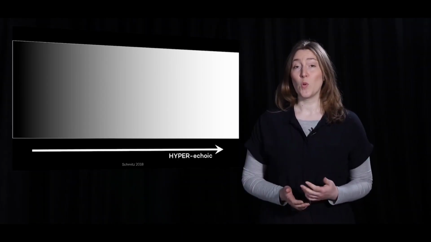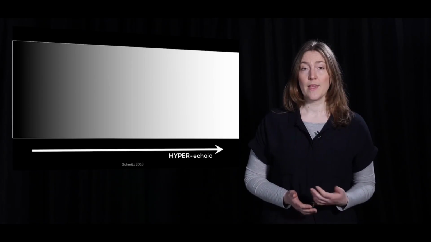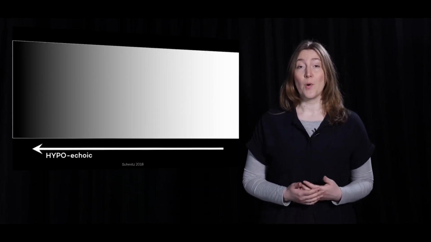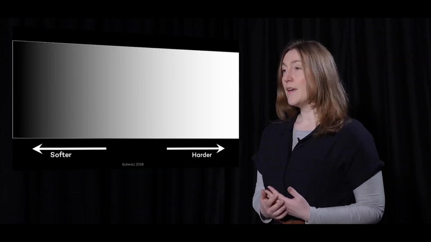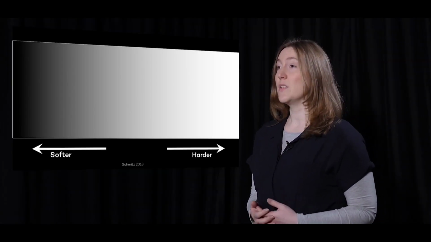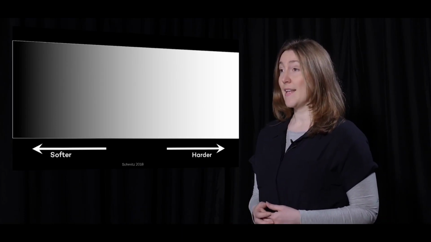If tissues are getting more white, then from now on we will say that they are more hyperechoic. If tissues are getting darker, then from now on we will say that they are more hypoechoic. Darker tissues are softer tissues. Whiter tissues are harder tissues. Everything in between is an increasing scale of elasticity.